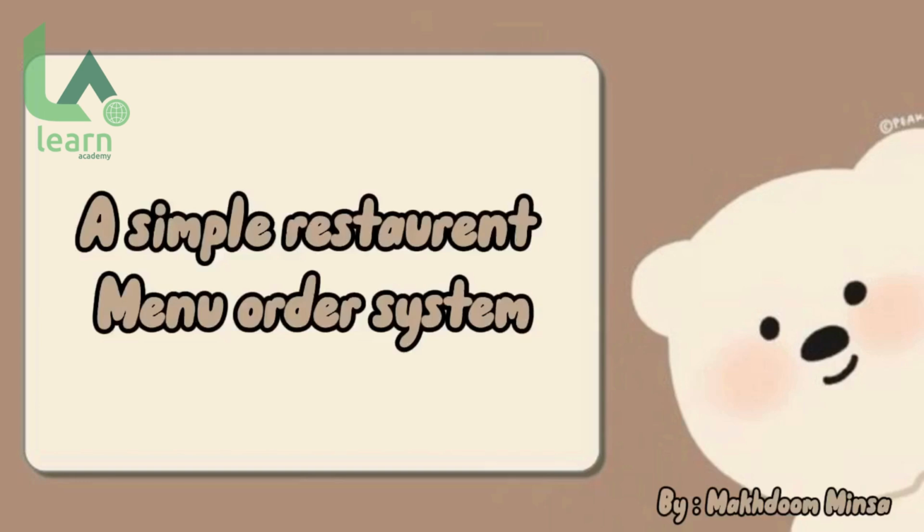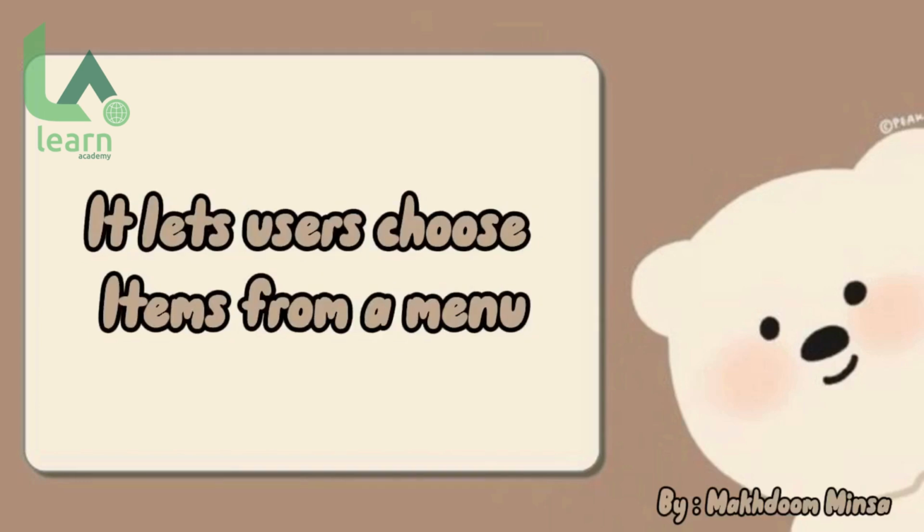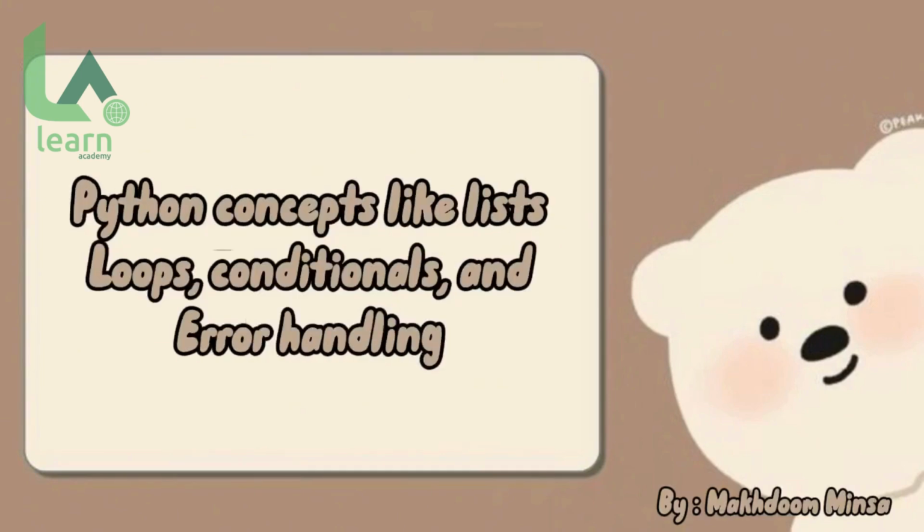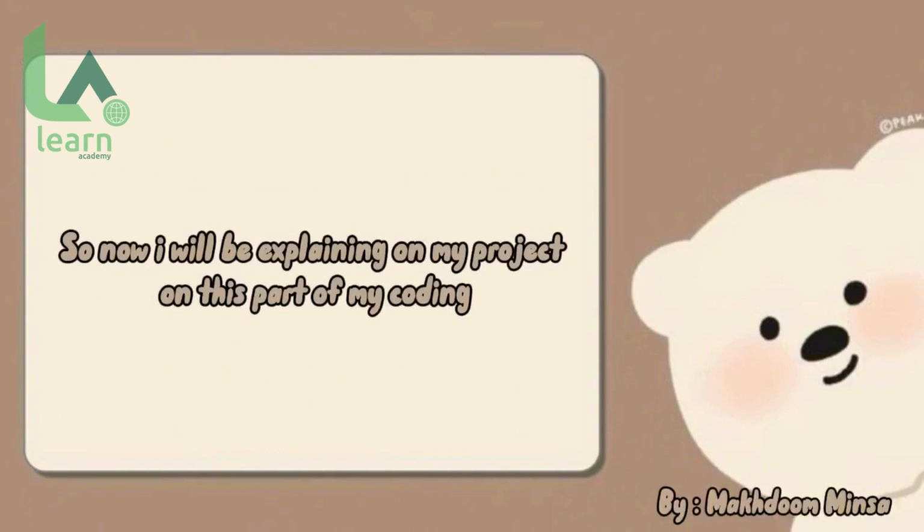This is a simple restaurant menu order system. It lets users choose items from a menu and calculates the total bill. I built it using basic Python concepts like lists, loops, conditionals, and error handling. So now I'll be explaining my project on this part of my coding.